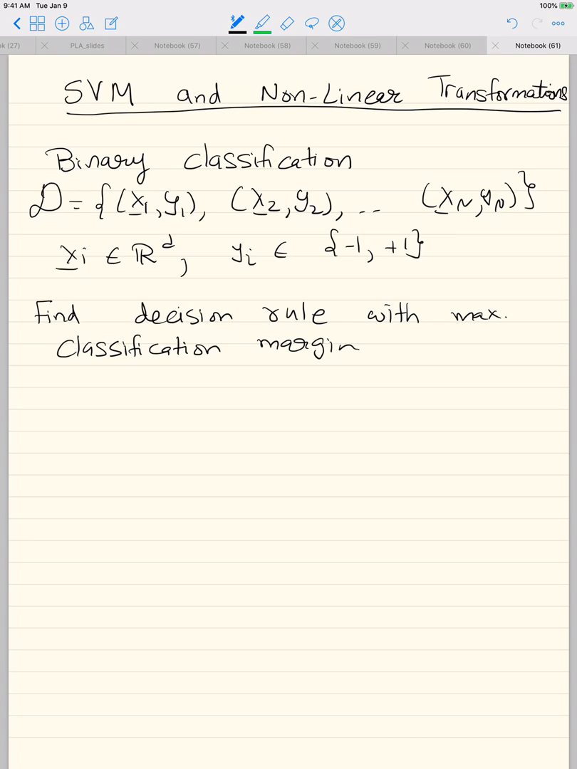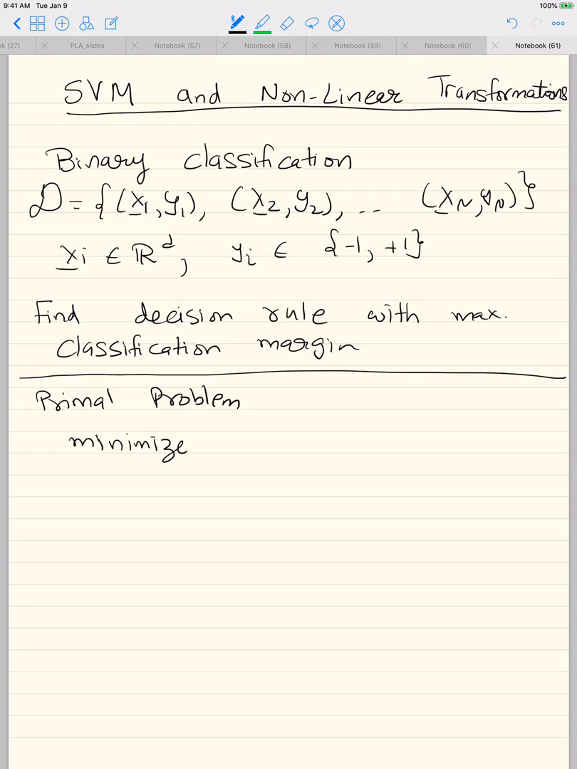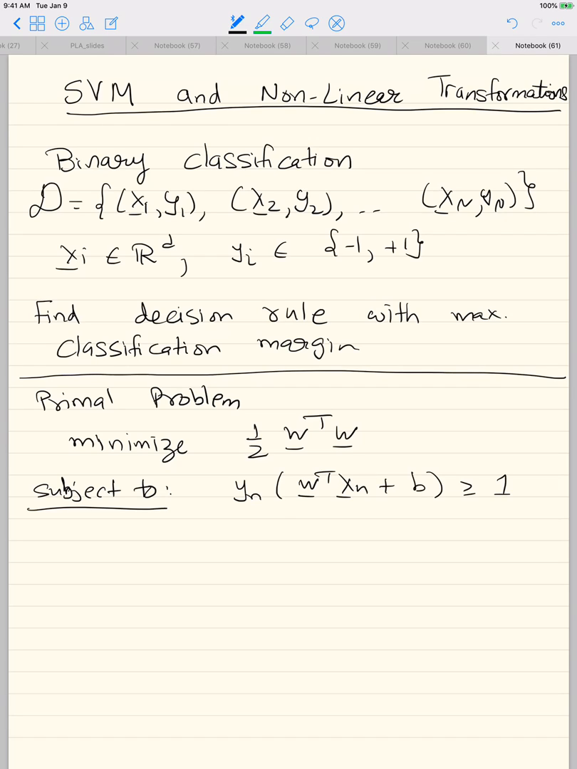Now for this we have two formulations. There is a primal problem where we minimize half of W transpose W. So this was the objective, subject to yn (W transpose xn plus b) is greater than or equal to 1 for all n from 1 to N. So we have capital N constraints, one for each training point, where our variables are W, which is a d-dimensional vector, and the bias term, which is a scalar.